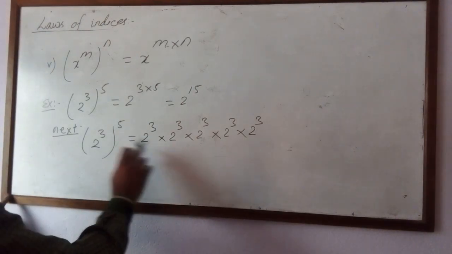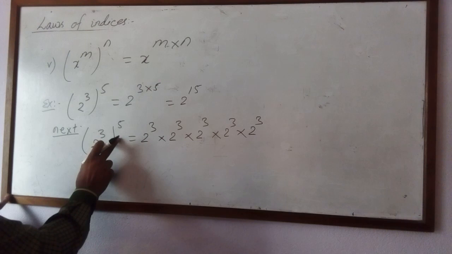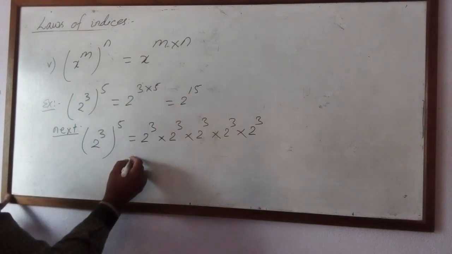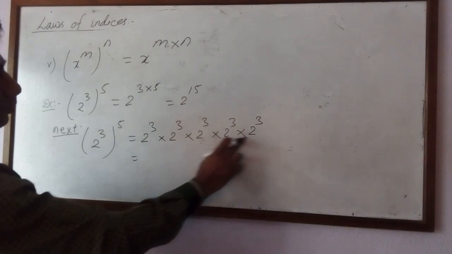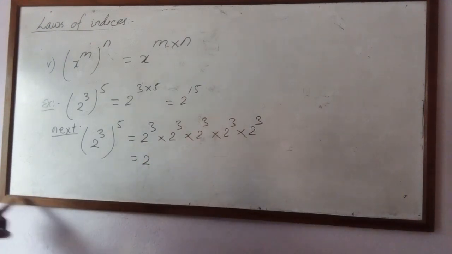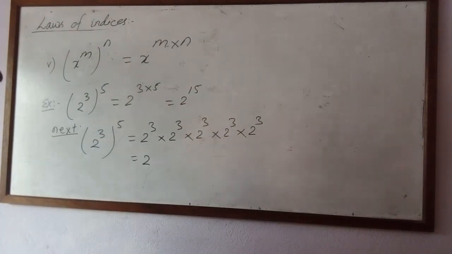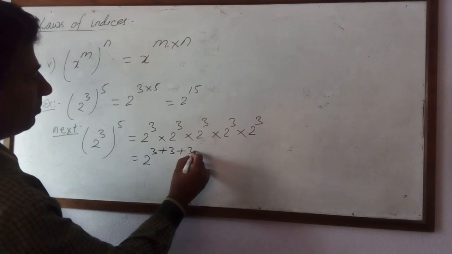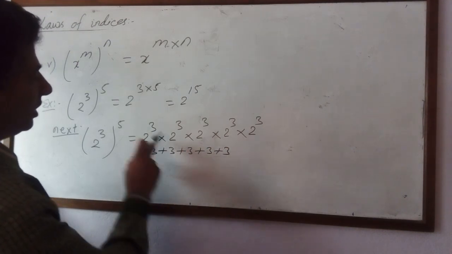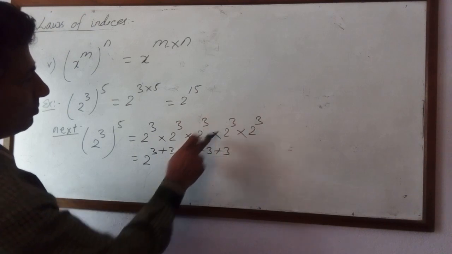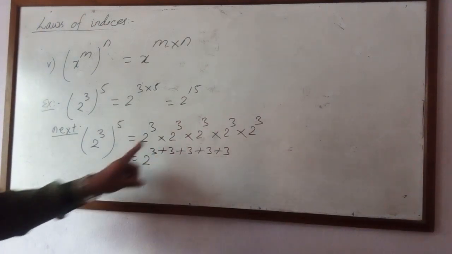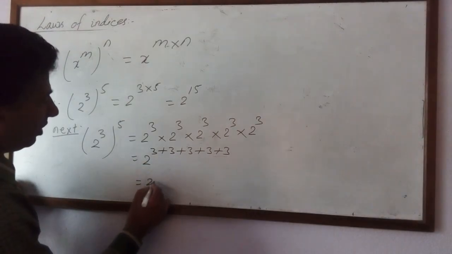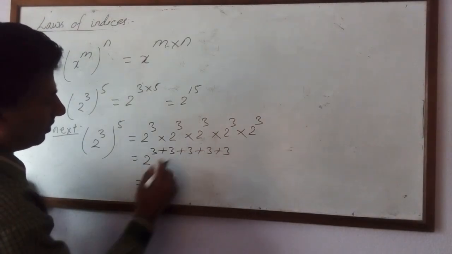But here, again, I am explaining the meaning of power. This is the formula, the shortcut method, multiplication now. Here is 2, 2, 2, 2, 2. Their base is the same, 2. When bases are the same, we can add their powers. Now each has power 3, so 3 plus 3 plus 3 plus 3 plus 3. In case of multiplication, when bases are the same, we add their powers. So it will be 2 power 3 plus 3 plus 3 plus 3 plus 3, which is 15.